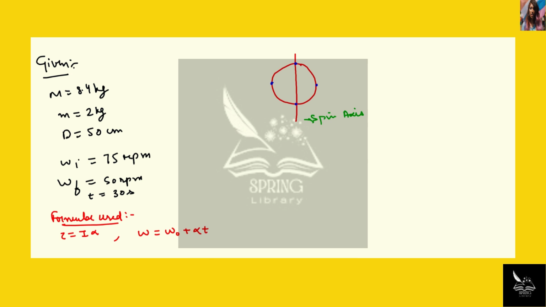So one is this one, second, third and fourth. Each has mass equal to 2 kg. They are attached on the surface of the sphere, at the diameter or the radius starting from this point.